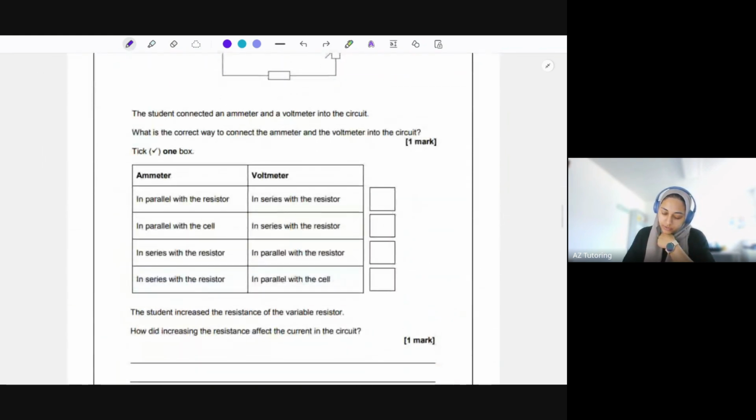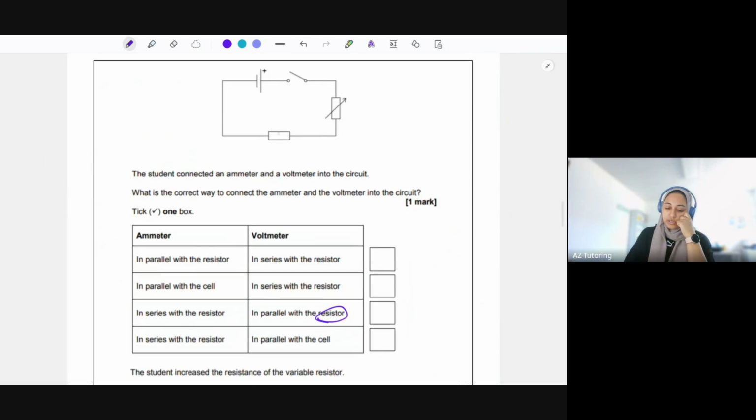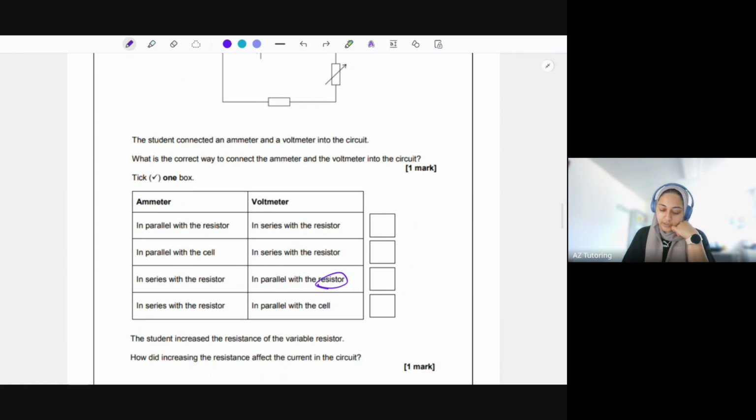So it's added in parallel with the resistor, not the cell. The cell is irrelevant at this point. You'd put it with the resistor. So it's that one for the voltmeter. The ammeter is in series with the resistor. So we've got two of them, but these two lines match. So therefore, I'm just going to tick this one.